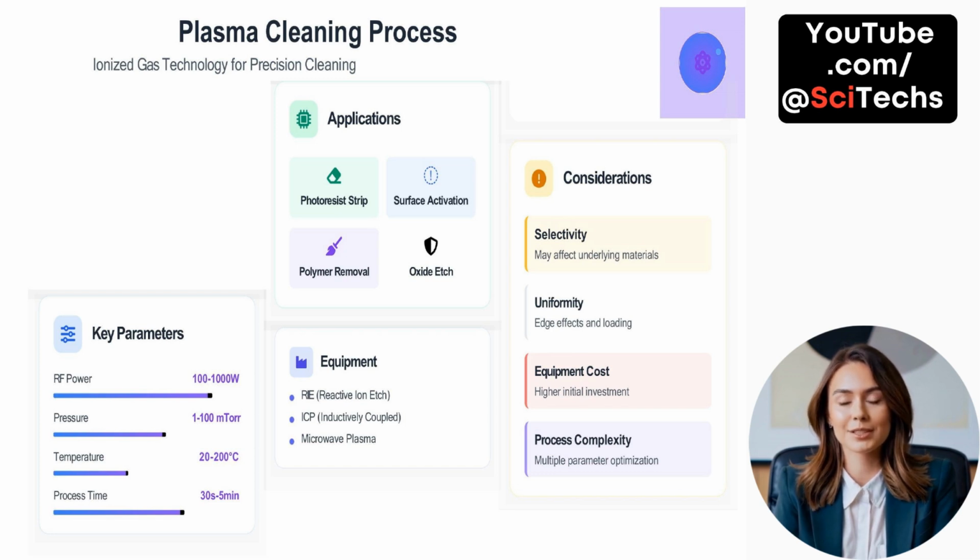However, some considerations must be addressed. Selectivity can be an issue. Improper tuning may damage underlying materials. Uniformity challenges may arise due to edge effects and loading. There's also high initial equipment cost, and process complexity requires optimization across multiple variables.